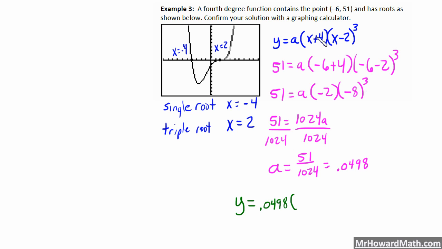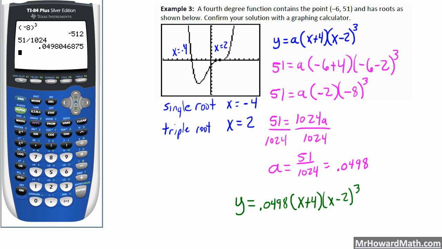Alright, so now finally I can write this equation, this function, y equals 0.0498 times, back up here now, x plus 4, and then x minus 2 quantity cubed, like that. One last step, let's check it in our calculator and make sure everything works out. So we have y equals, clear that one out. In order to make sure that all of my values work out, I'm going to go back to this fraction just to make it exact.